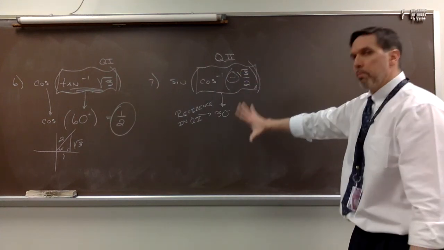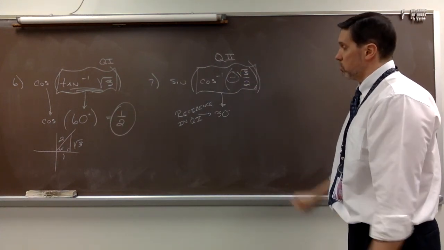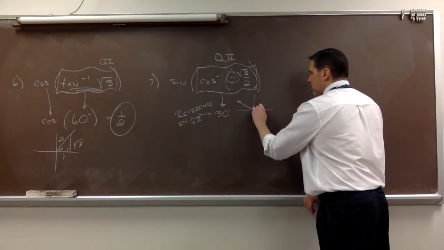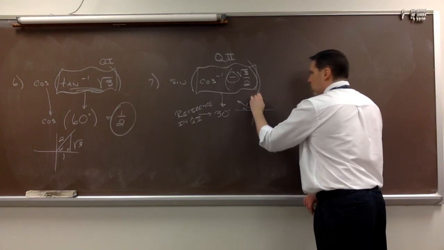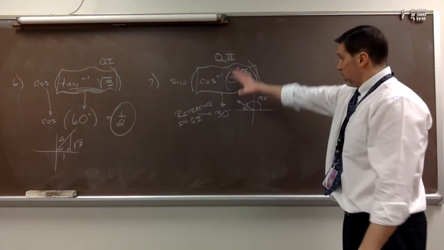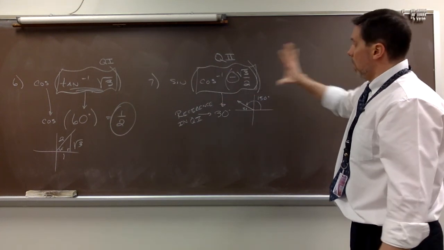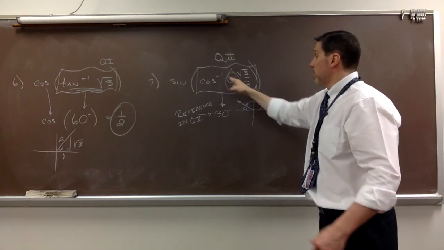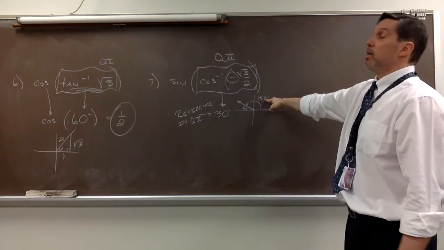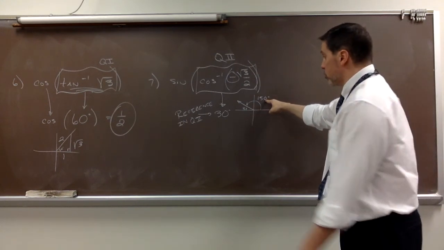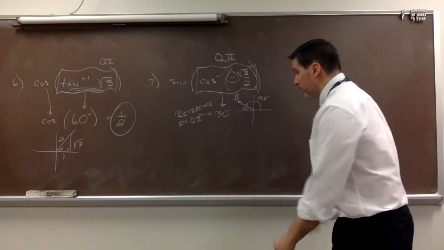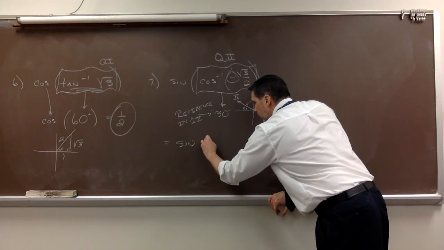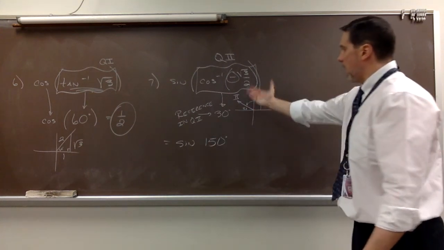Seems like we're going through a lot of formalities, but we got to be so careful when we do these. So 30-degree reference in quadrant 2, quick picture, would mean we're talking 150 degrees. So the idea is we're taking the sine of 150 degrees. Cosine inverse of square root of 3 over 2 is 30. Cosine inverse of negative square root of 3 over 2 has a 30 reference angle in quadrant 2. So we have to go with 150. Meaning this problem simplifies down to the sine of 150.